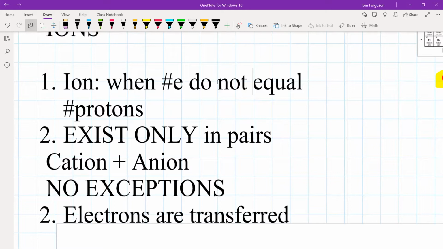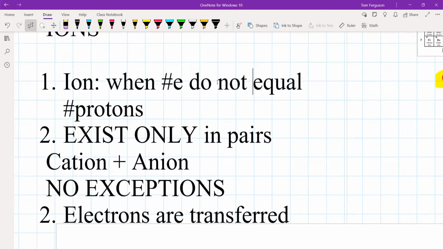Yes, and because they're not equal, there's a net charge, either positive or negative. Positive ions are called cations, negative ones are called anions. Now, the important thing about an ion, they do not exist by themselves. An ion has to have two parts. It has to have a cation part and an anion part. So an ion doesn't exist by itself in nature. It has to have something accompanying it, because there's no isolated charge in nature. There's always some balance there.